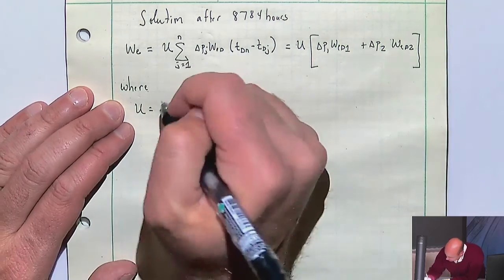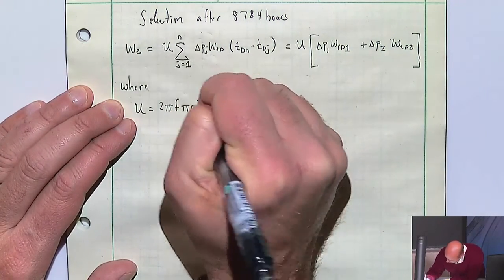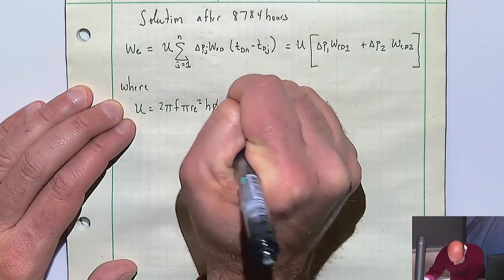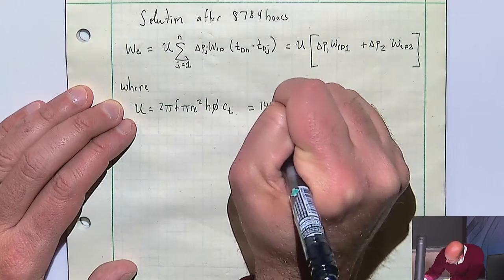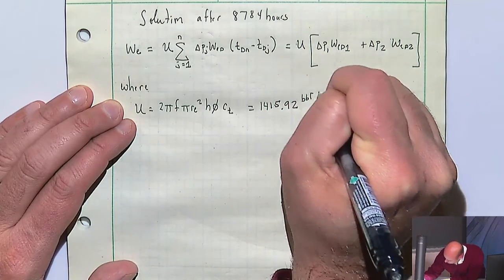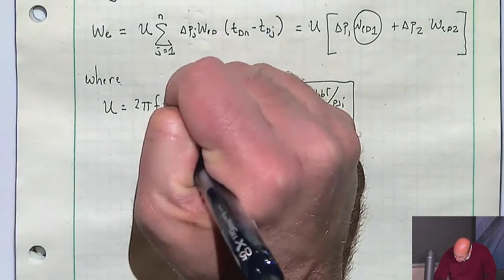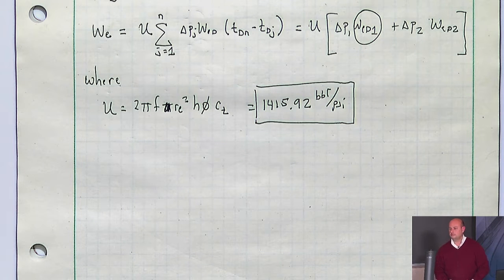U doesn't change. It's 2 pi F Re squared HVCT, which is equal to 1415.92 barrels per PSI. Well, I think I just put it in there by accident. So 2 pi F Re squared. Yep. So thanks for pointing that out. And of course, if you have questions, then don't hesitate to ask.